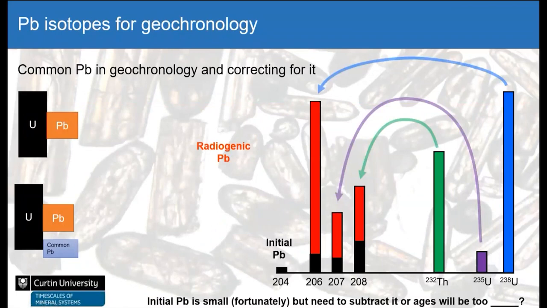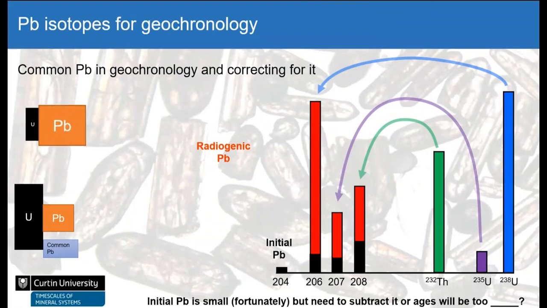A quick refresher on the whole idea of common lead. Basically, we can use our 204 as a tracer to see how much lead is not produced from radioactive decay. Our 206 is coming from our 238, our 235 uranium is producing our 207, and our 208 is coming from our thorium. Being able to measure this 204 is handy, because it allows us, using a model, to predict how much of these other isotopes of lead we need to subtract.